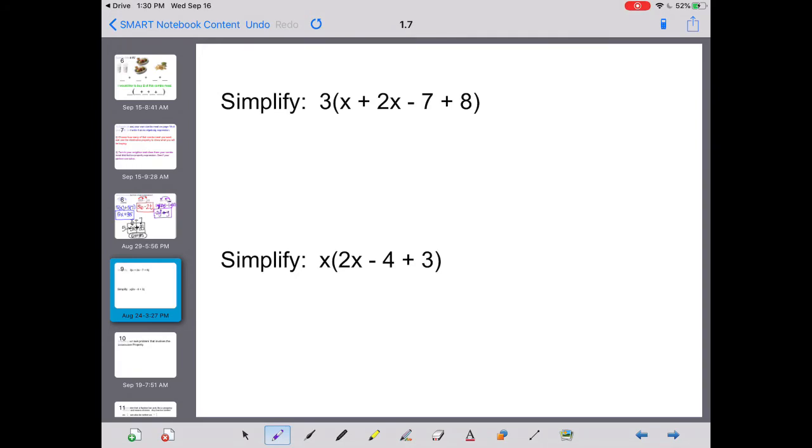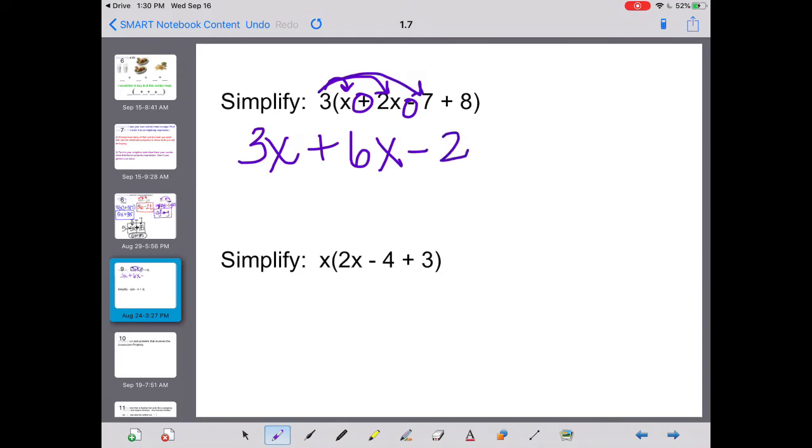Ooh, now it looks like it's getting even trickier, but all that I have to do is just share with more things. So I'm going to share 3 with x. So 3 times x gives me 3x, plus 3 times 2x gives me 6x, minus 3 times 7 gives me 21, plus 3 times 8 gives me 24.